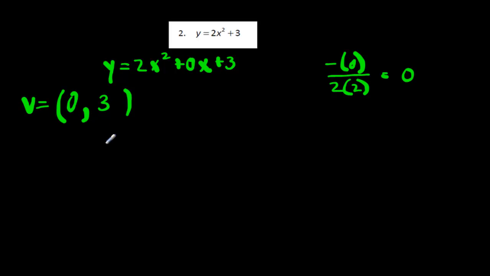There's your vertex. They also want to know what the axis of symmetry is. So the axis of symmetry is going to be, remember, an equation of a line. So x equals that value that we're not going to name.